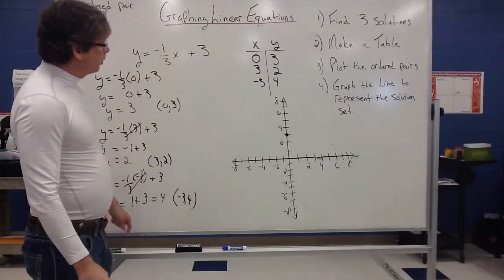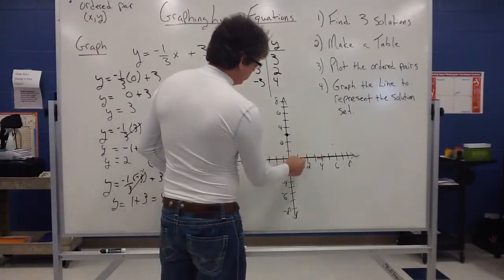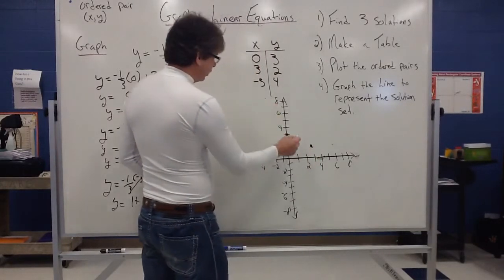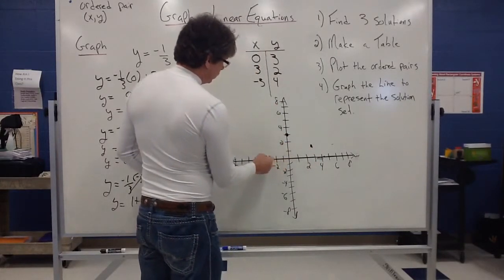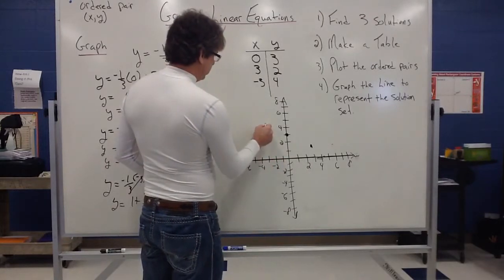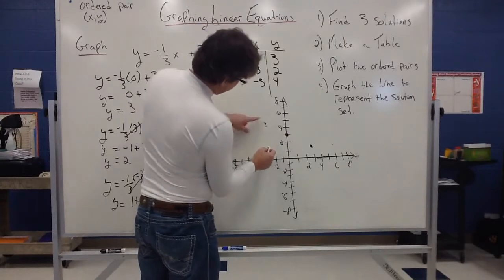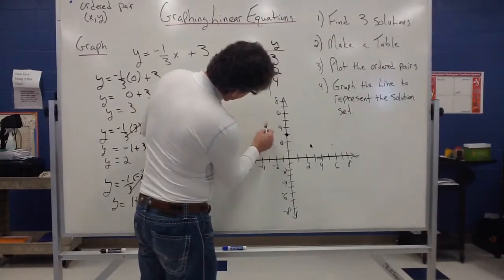So I'm going to graph these other points: (3, 2), over 3, down 2, and the other ordered pair, (negative 3, 4), left 3, up 4. That would be the other solution. Up 4 would be about there.